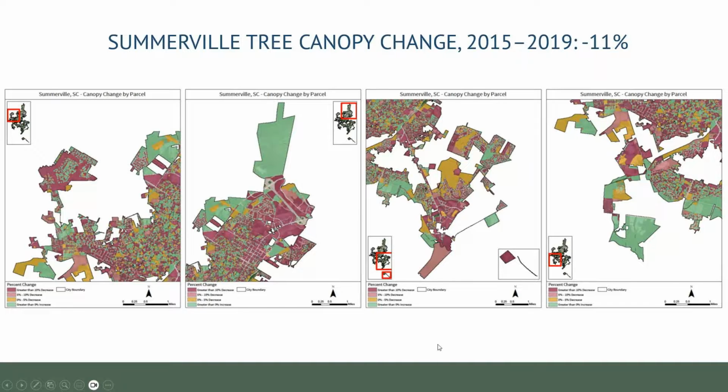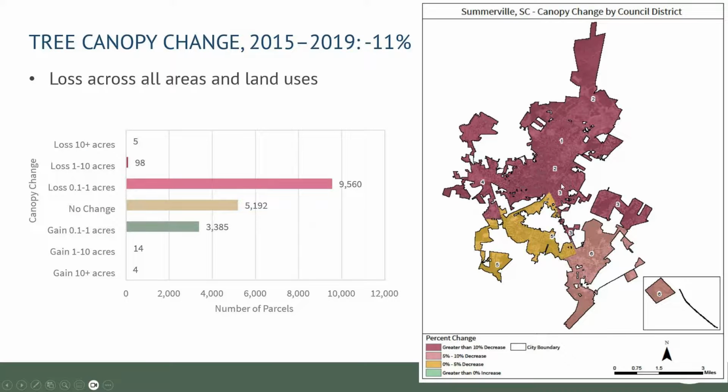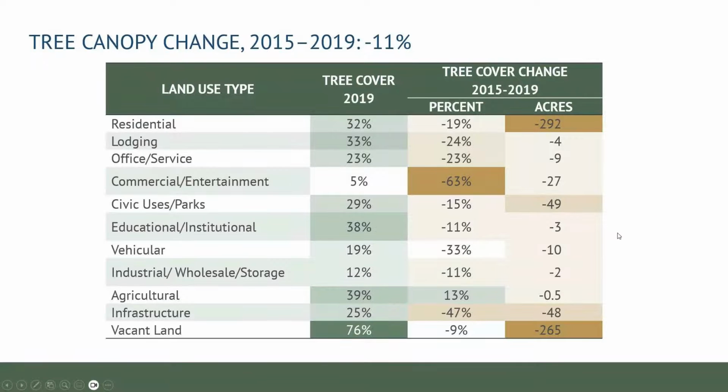It is throughout all areas and land uses, so it's not concentrated in just one area of town. It's more concentrated in some areas than others, but you can see it throughout all of our council districts and across all the different land use types. Certain ones are experiencing greater loss than others. Residential lost 292 acres of tree canopy coverage. Commercial lost 63%. Vacant land is being converted. Those are the main ones where we're seeing those differences. Like I said, a lot of it is due to development and development pressures.